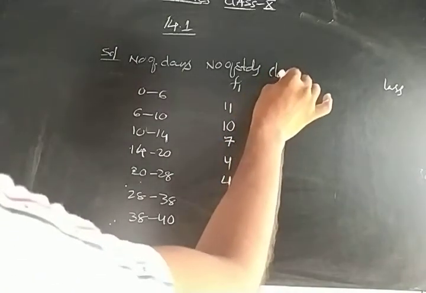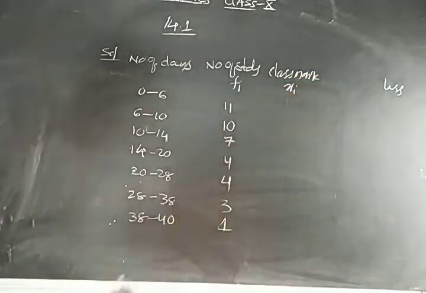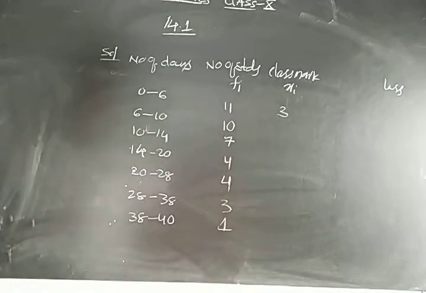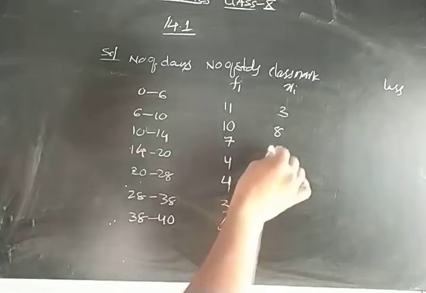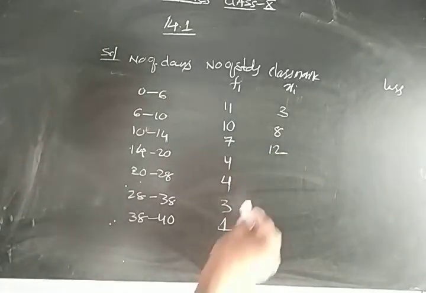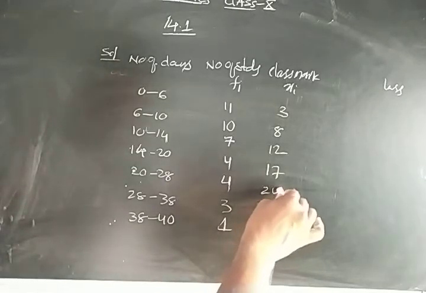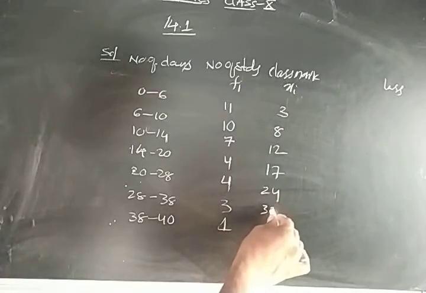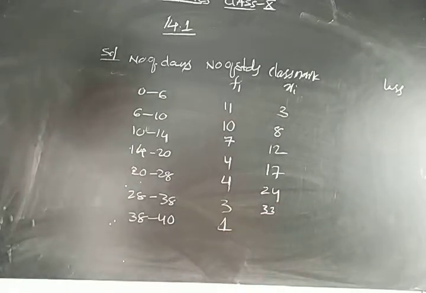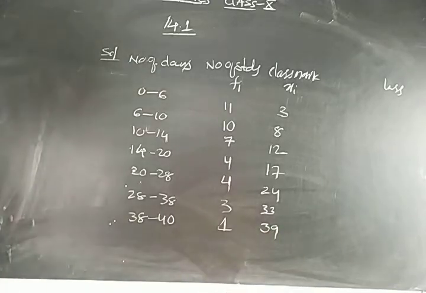Now I am finding class marks and denoting them by xi. 0 plus 6 by 2 is 3, 6 plus 10 by 2 is 16 by 2, 8, 10 plus 14 is 24 by 2, 12, 14 plus 20 is 34 by 2, 17, 20 plus 28 is 48, means 24, 28 plus 38 is 66, means 33, 38 plus 40 is 78, means 39. These are the class marks.